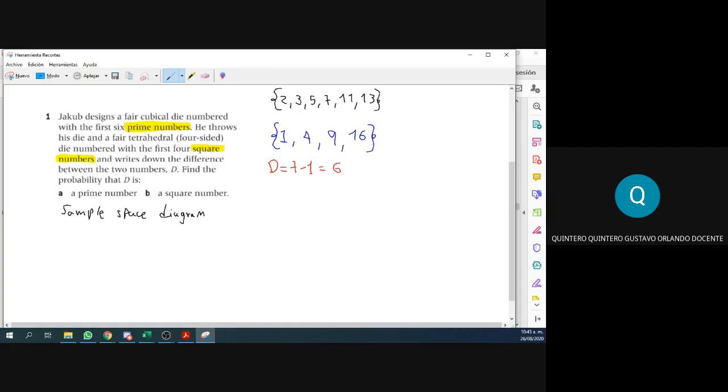Sorry about my handwriting, guys. It is really, really difficult for me to write using a mouse. Sorry, guys. We're going to use a sample space diagram.